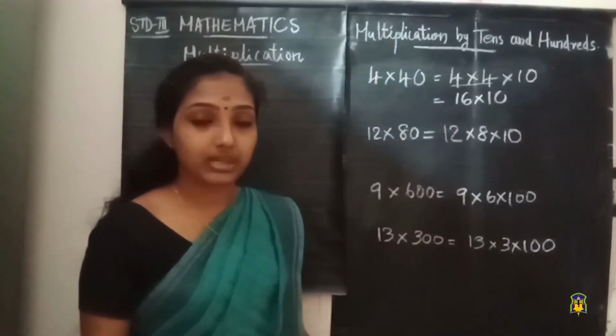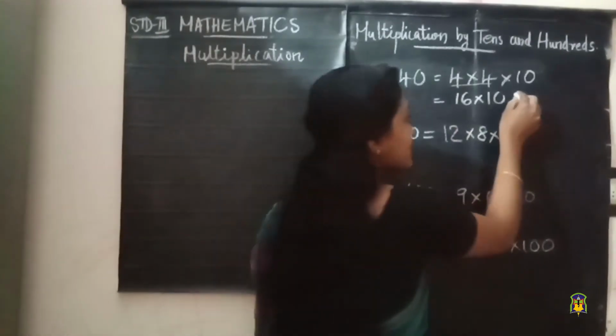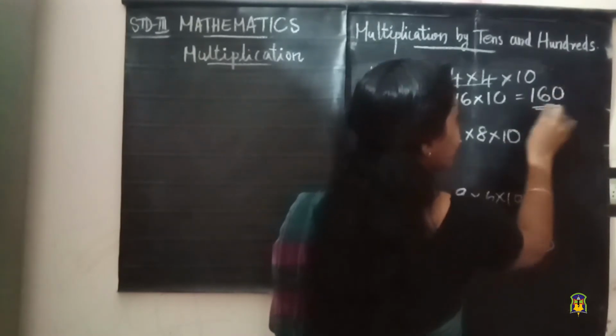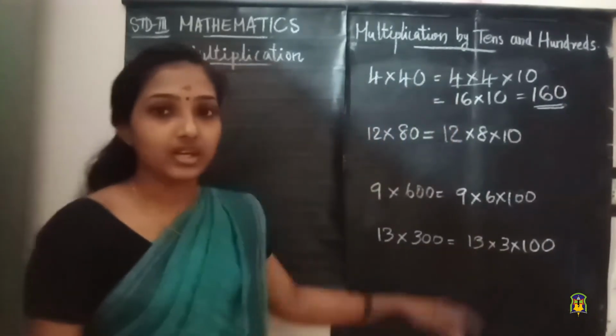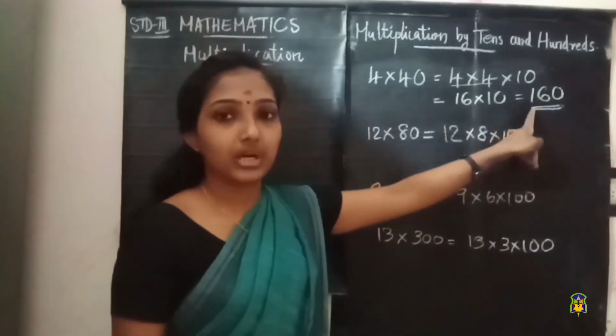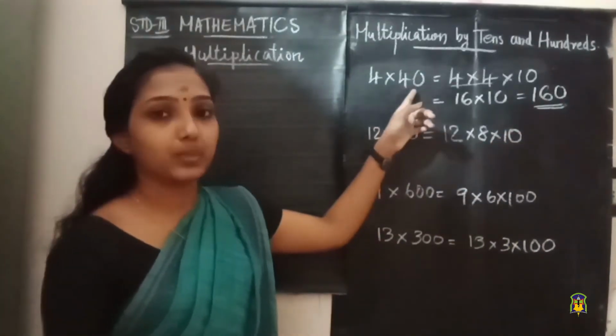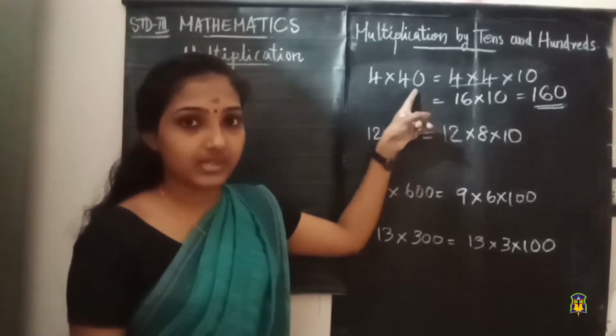Then to multiply a number with 10, what do we have to do? We have to just add a 0 to the right of this number. So our answer is 160.